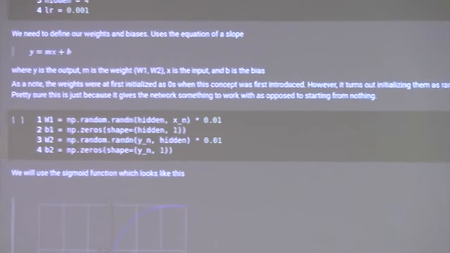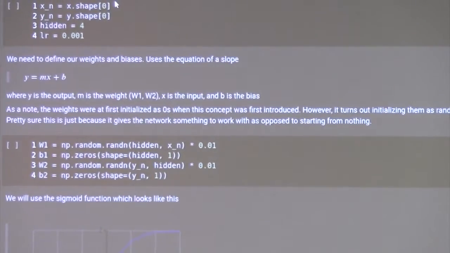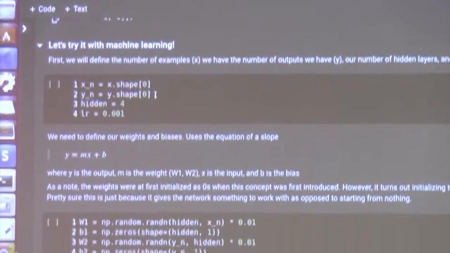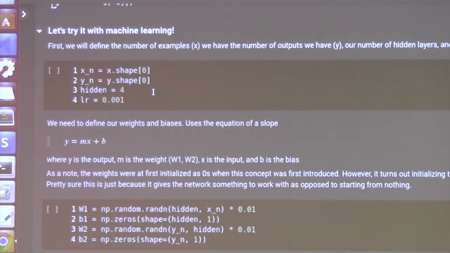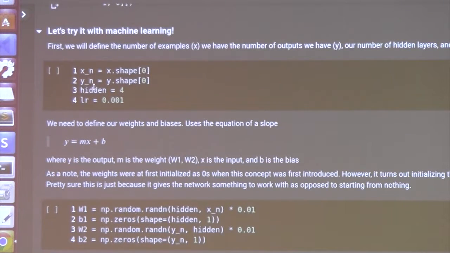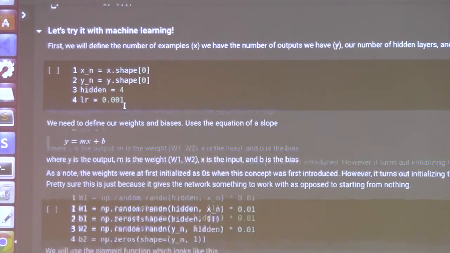So we're going to find our input, and we're going to find our output. And we're going to declare the number of hidden units we want to use, how long our middle box is going to be. And then we're going to find the learning rate, and I'll discuss that in just a moment as well.